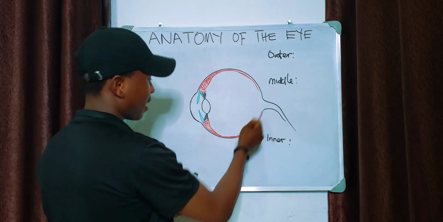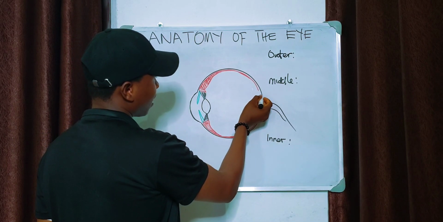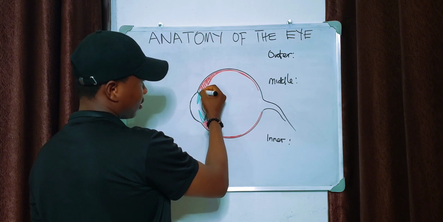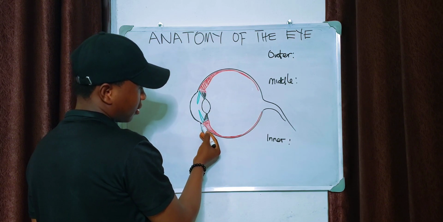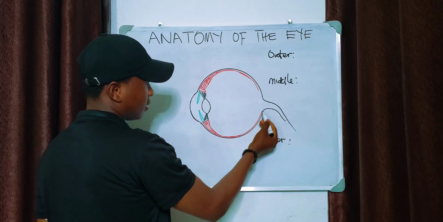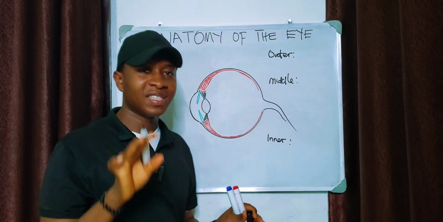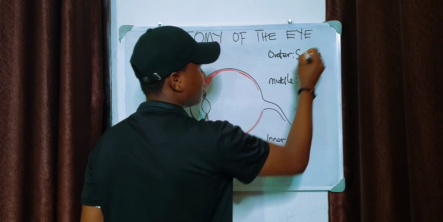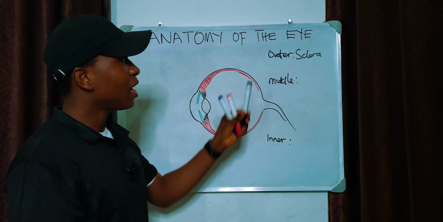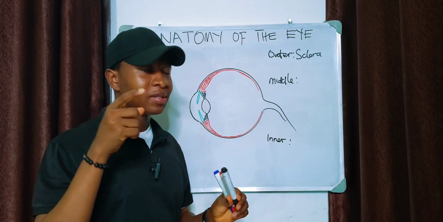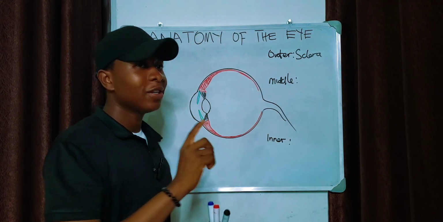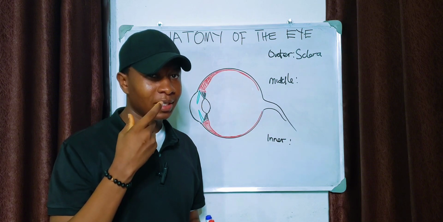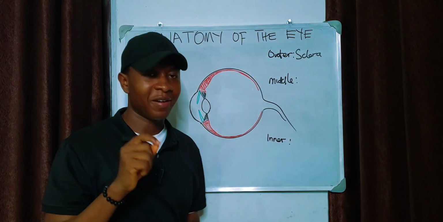Now, the outer eye is made up of two major parts. We have this part in black, the first layer to this point and to this point. So this whole part is called the sclera. Now, this part just forms the outer part of the eyes. And if you look through the mirror, the white part of the eyes is actually the sclera.